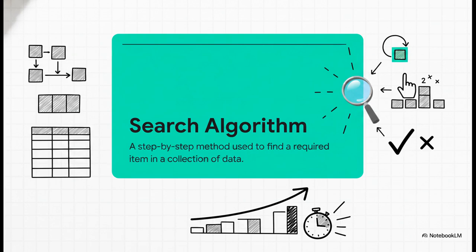Simply put, it's a step-by-step method used to find a required item in a collection of data. Now, this data could be living in a list, an array, a table, you name it. Depending on how it's programmed, a successful search might return the actual item itself, or maybe it returns the position, the index of where that item lives. Or sometimes it simply returns a true or false, just confirming, yeah, the item actually exists. And as the amount of data we're dealing with grows, the efficiency of this step-by-step method becomes absolutely critical.